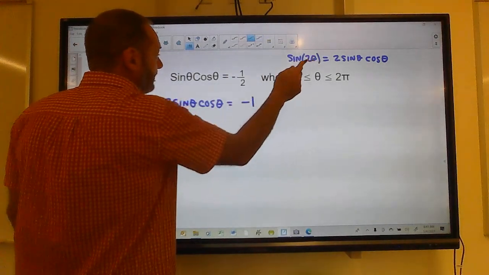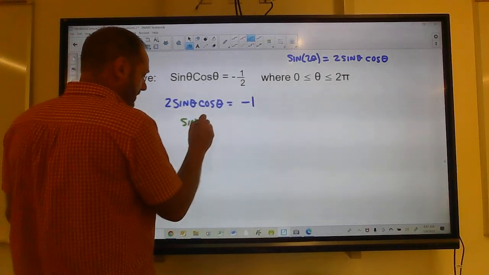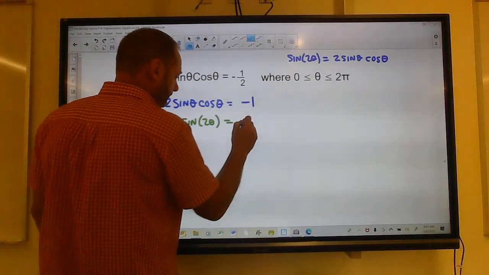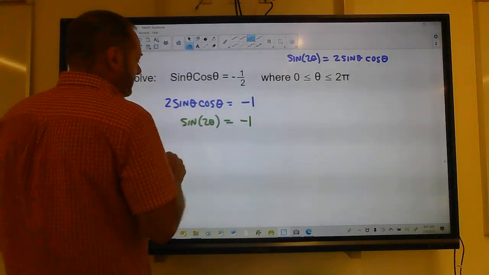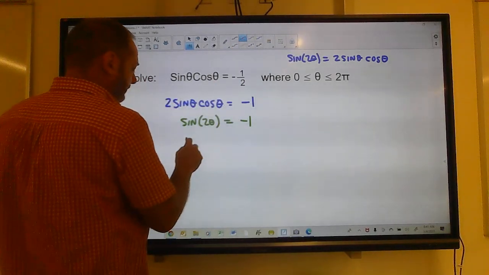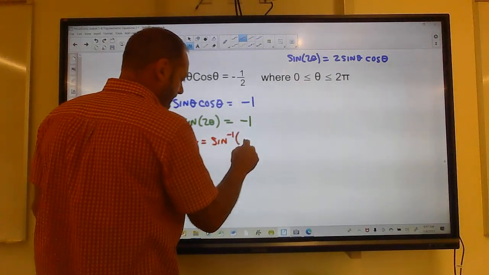Okay, now I can use this formula right here and I can change this to sine of 2 theta equals -1. So now I can arc sine both sides. So 2 theta is going to be the arc sine of -1.